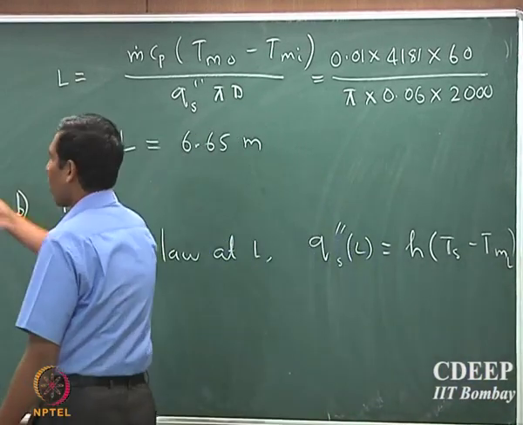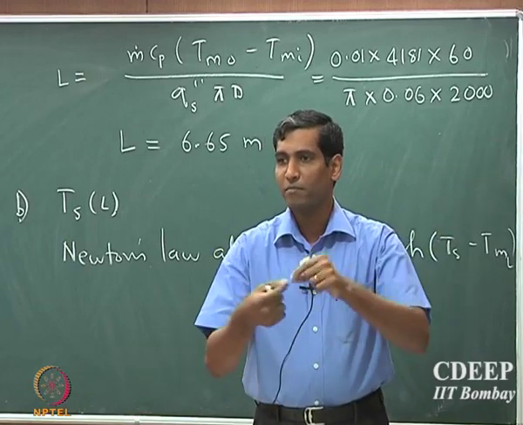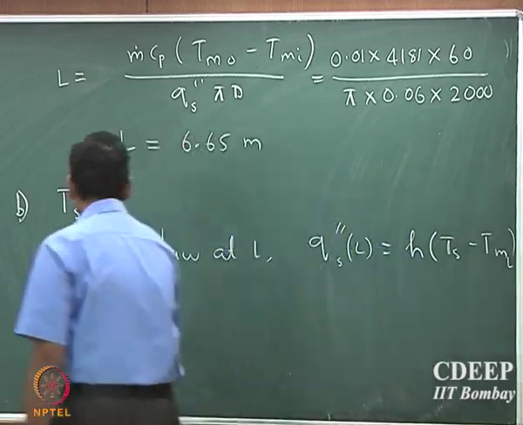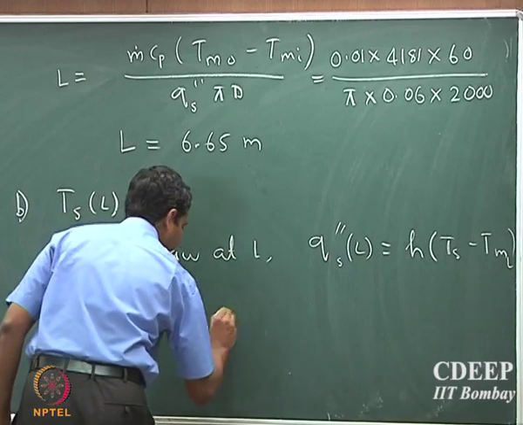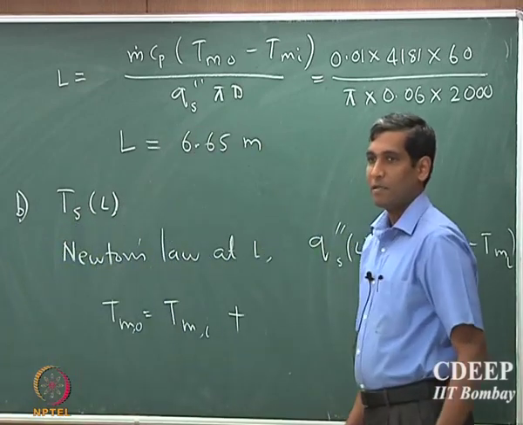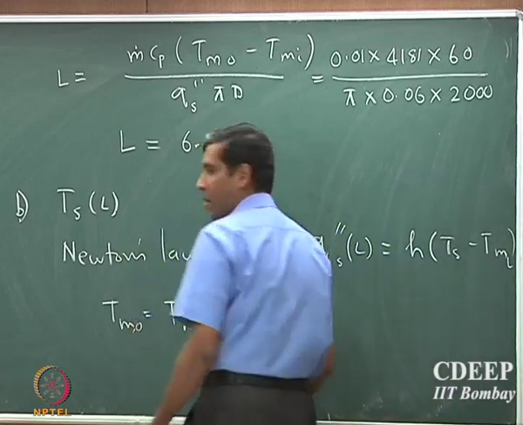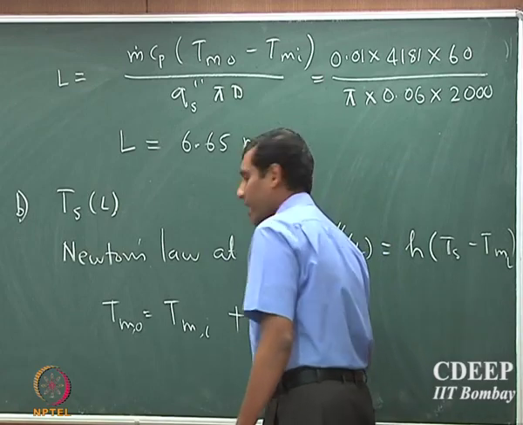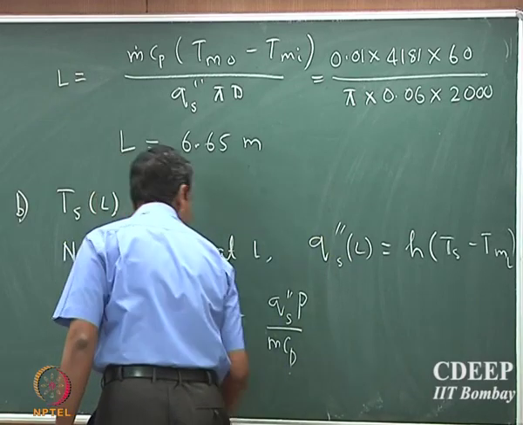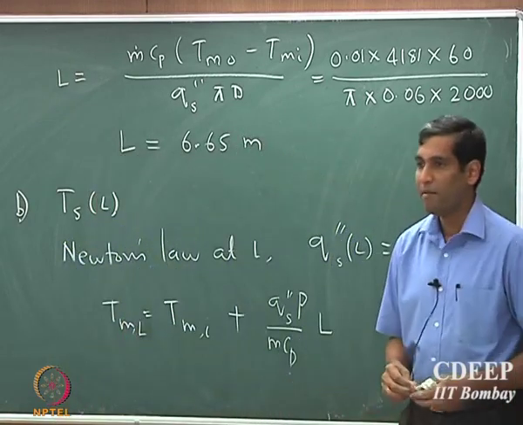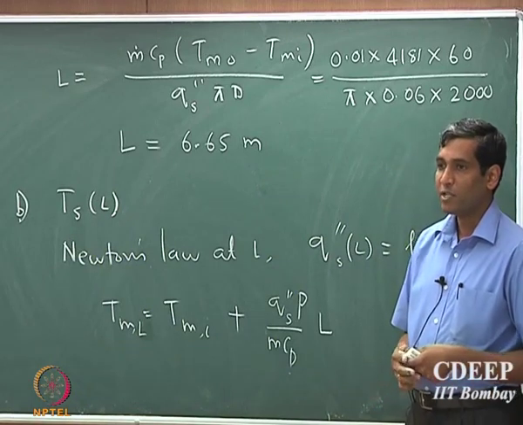So it's a constant flux condition. I know the temperature profile of the mixing cup temperature, right? So I know that Tm is given by Tmi plus Qs double prime into P divided by m dot Cp into x. So Tm at L is given by Tmi plus Q double prime P divided by m dot Cp into L. Right, so we know this.